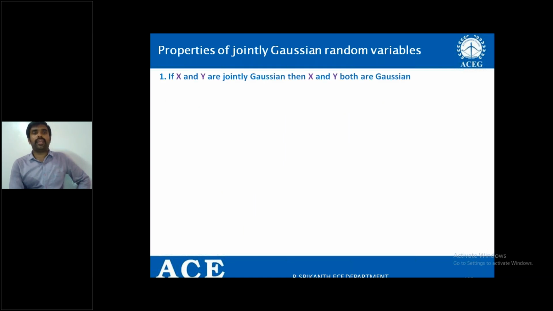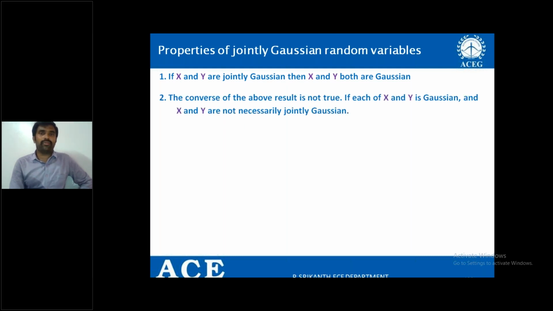Coming to the first property: if x and y are jointly Gaussian, then x and y both are Gaussian. That is, if the two random variables are jointly Gaussian, ultimately individually also they are Gaussian. But here the reverse is not valid. In the sense, vice versa is not applicable. The converse of the above result is not true. That is, if each of x and y is Gaussian, x and y are not necessarily jointly Gaussian.